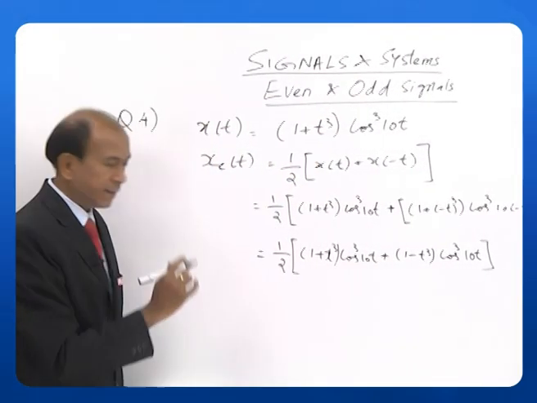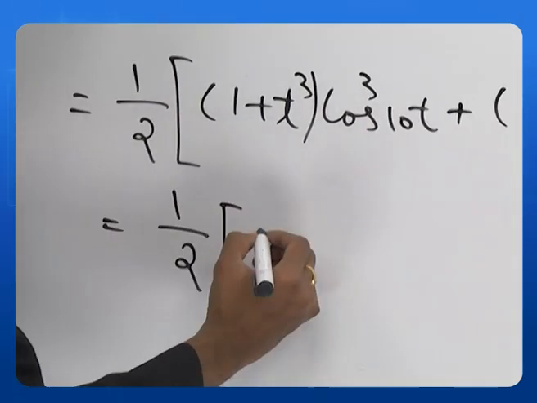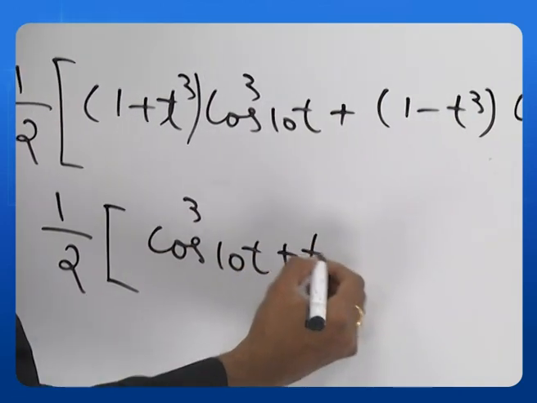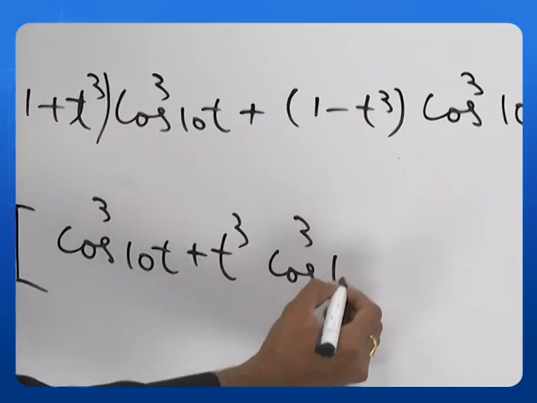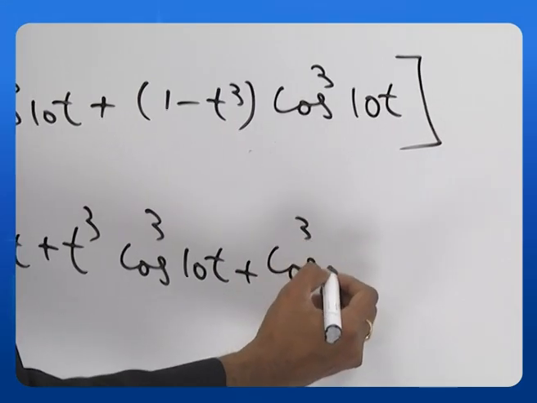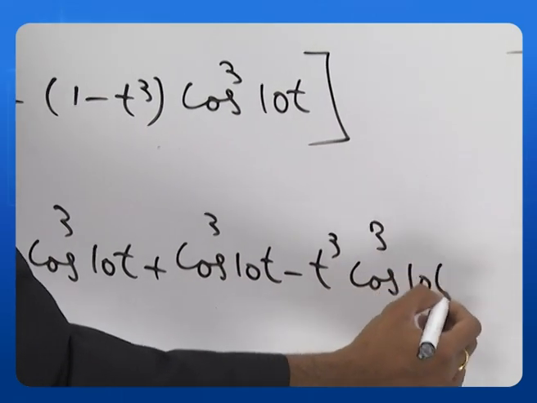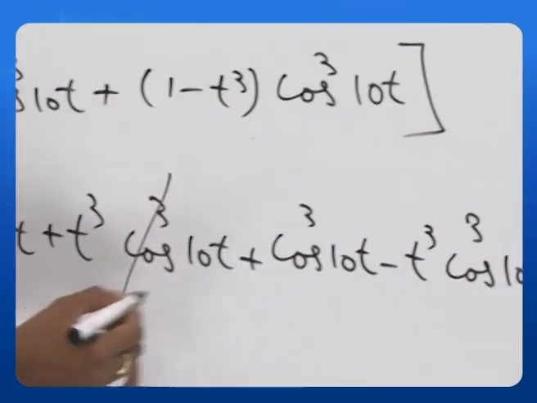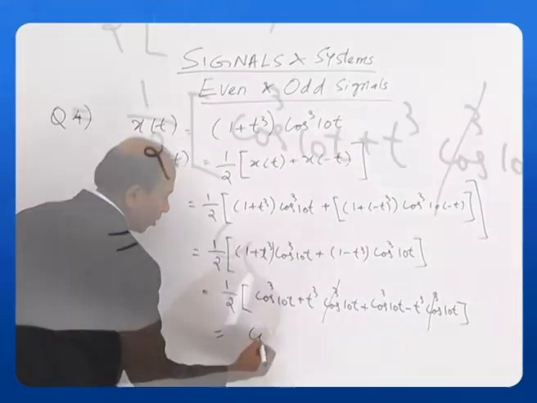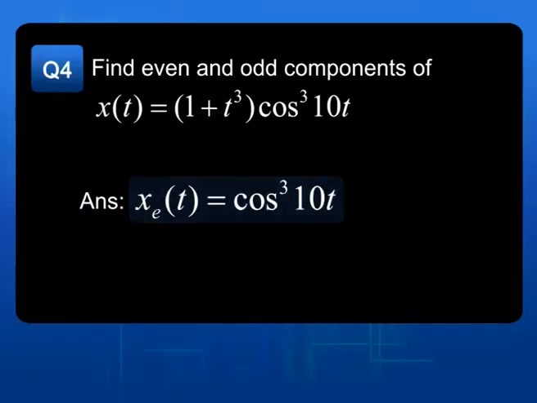Now, we will expand the brackets. So, this will become half of cos cube 10t plus t cube cos cube 10t plus cos cube 10t minus t cube cos cube 10t. If you see, this and this get cancelled and this is 2. So, the even component is equal to cos cube of 10t. This is the even component of the given signal.